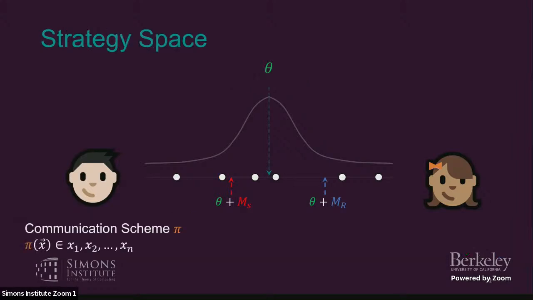Okay. So the strategy spaces of the agents are as follows. The sender's strategy space contains communication schemes, which take the n anecdotes and map them to one of them. So it's just a function that takes a realization of the anecdotes and maps it to one of the anecdotes. And the receiver's strategy space contains action rules that take the communicated anecdote from the sender and map it to some action. Okay, so this is the communication game that we are going to study.